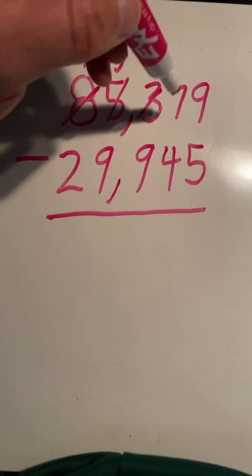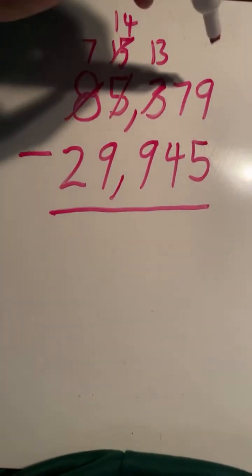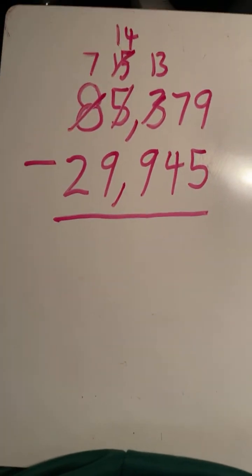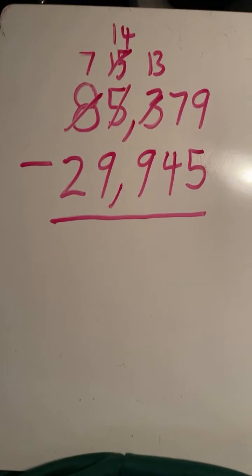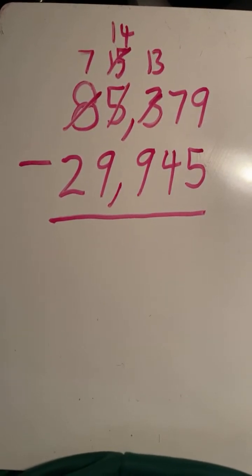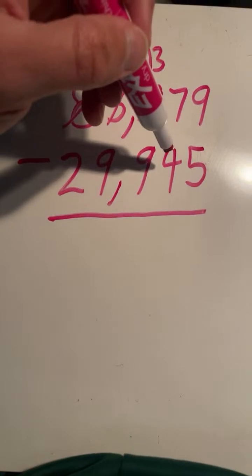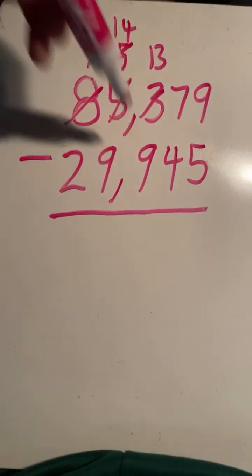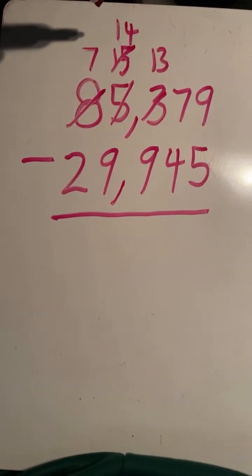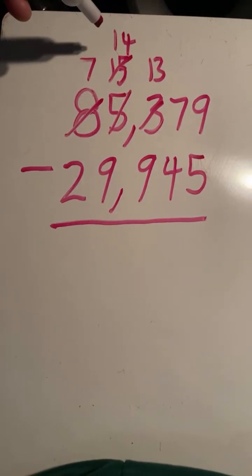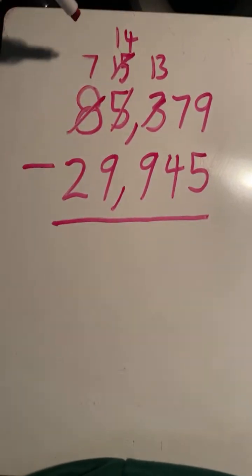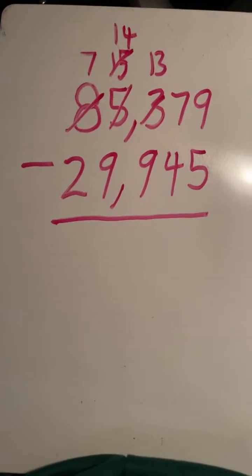We are fine in the tens place. 7 is bigger than 4. We are fine in the ones place. 9 is bigger than 5. So we are ready to subtract. 9 is greater than 5. 7 is greater than 4. 13 is greater than 9. 14 is greater than 9. 7 is greater than 2. So we're ready to subtract.